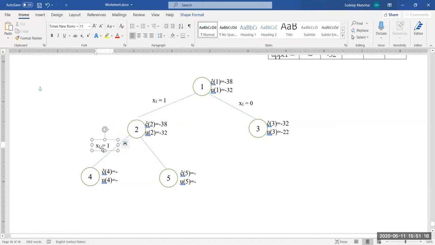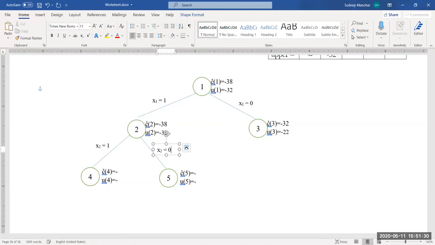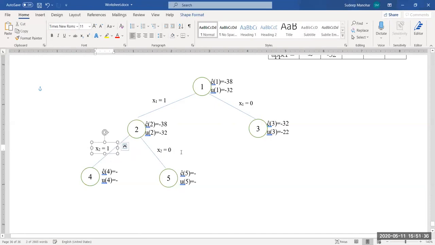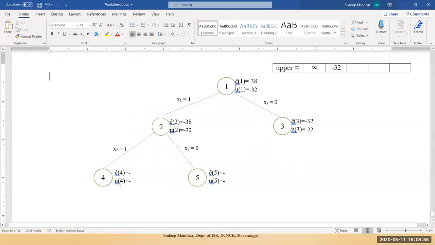So this is second level, hence it is X2. X2 is equal to 1 means item number 2 is included. The right branch is X2 is equal to 0. It means that item number 2 is excluded. You are not supposed to consider item number 2 in the right branch. You have to calculate C of 4 and U of 4, C of 5 and U of 5. In the left-hand branch, you are supposed to consider item number 2. On the right-hand branch, you should not consider item number 2.